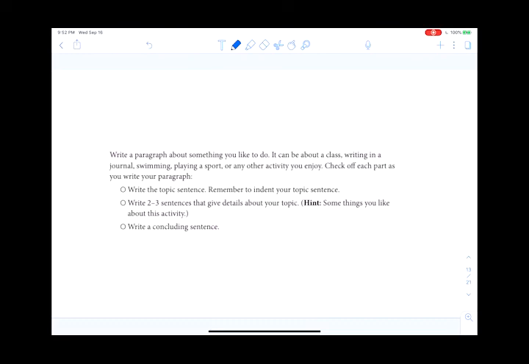Write the topic sentence. Remember to indent your topic sentence. Write two to three sentences that give details about your topic. Hint, some things you like about this activity. Then, write a concluding sentence. Pause this video and finish the exercise.